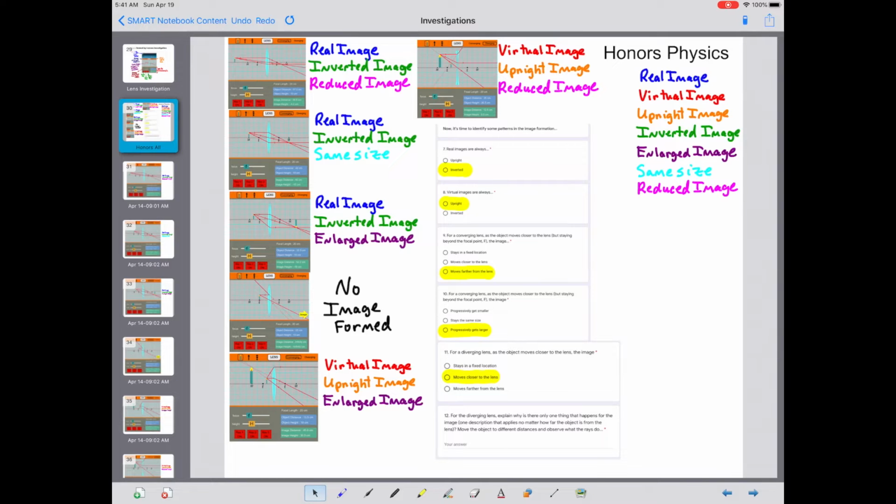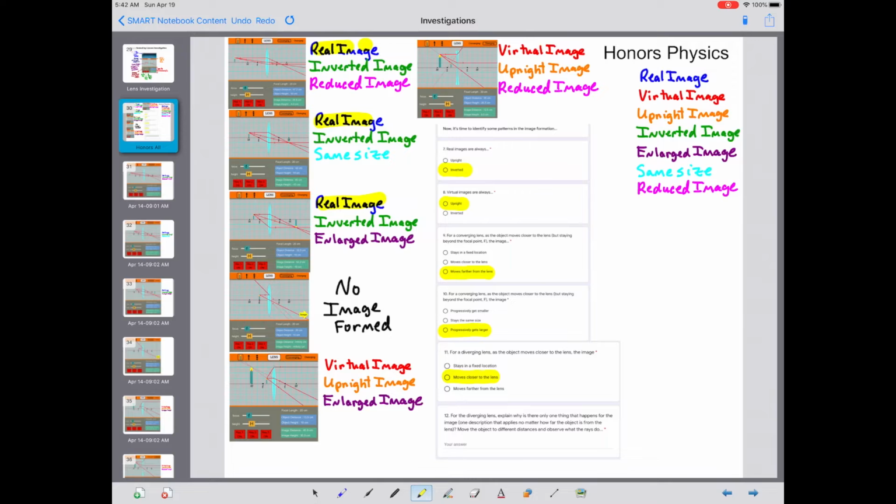Looking at some overall patterns, as long as your object was beyond the focal point, which it was in the first three cases for converging lenses, then notice the image you form in each of those cases is a real image. So most of the time that you have a converging lens, you're going to get a real image. You know that it's a real image because the rays of light go through the lens and they converge together on the other side to cross, and where they cross, that's where the image forms.